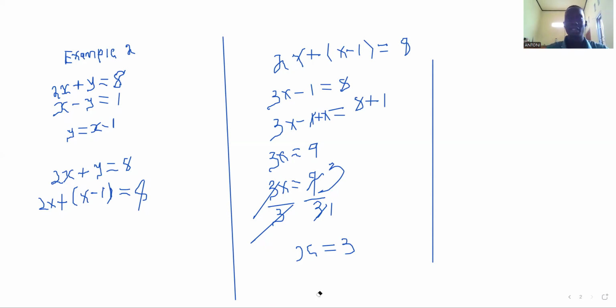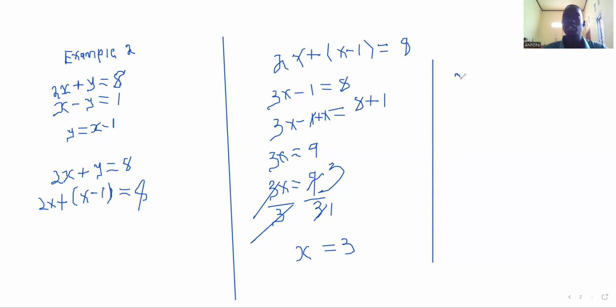So since we get x is equal to 3, you substitute it and we get the value of x, and x is 3. So what we do next, since y is equal to x minus 1, in that equation we are going to substitute wherever x exists, and we put 3 because x is equal to 3 to get y.